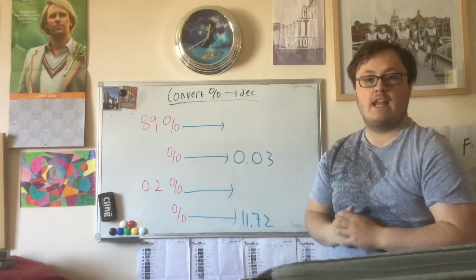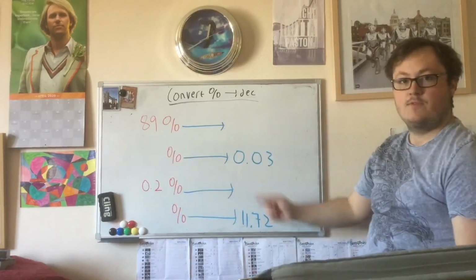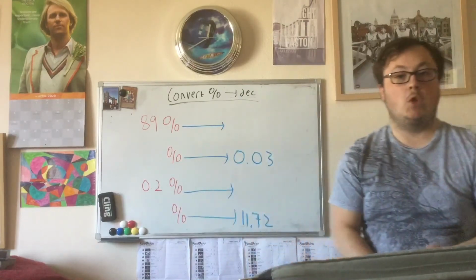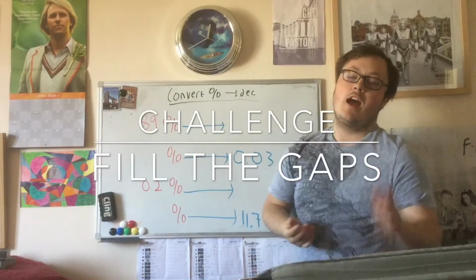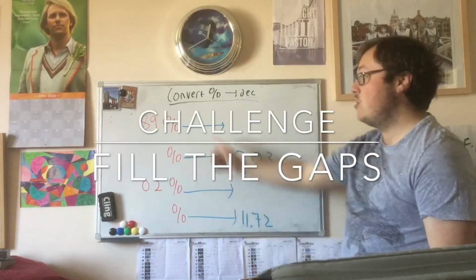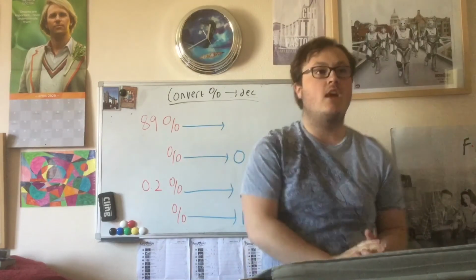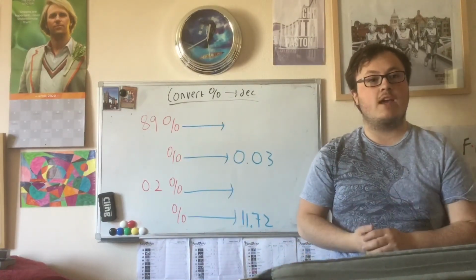So here is your challenge for today. I have 2 percentages here, but we don't know the decimals for them. And we have 2 decimals here, and we don't know the percentages for them. All I want you to do is fill the gaps. Simple as. We've done this a lot of times, so you should know how to go this way. But you might have to do something different when going the opposite direction. What do you think we need to do?